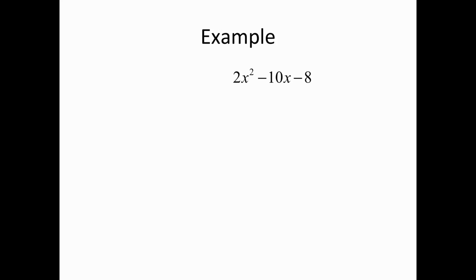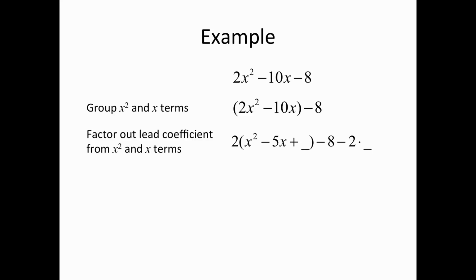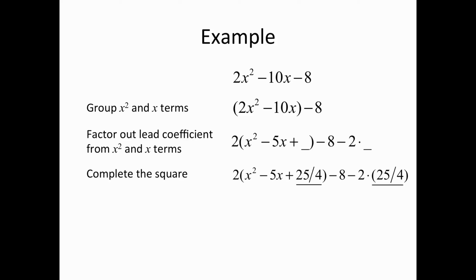I'd like to do one more example, this time where something doesn't quite come out even. We group the x and x squared terms. We factor out the 2 and leave x squared minus 5x plus space minus 8 minus 2 times the space. We complete the square. Half of 5, or negative 5, is negative 5 halves. Squared is 25 fourths. So that's what we put in each space. And remember that the 25 fourths is positive.